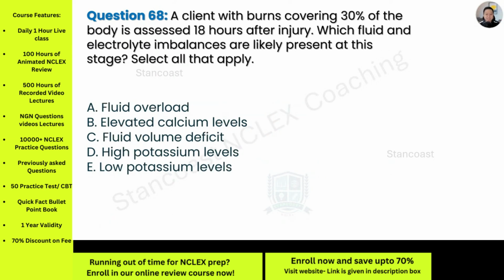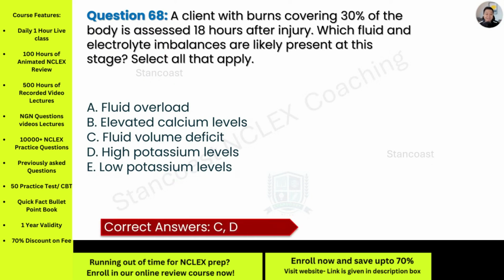Let's have number 68. A client with burns covering 30% of the body is assessed 18 hours after injury. Which fluid and electrolyte imbalances are likely present at this stage? Select all that apply. A, fluid overload. B, elevated calcium levels. C, fluid volume deficit. D, high potassium levels. E, low potassium levels. The answers are letters C and D.